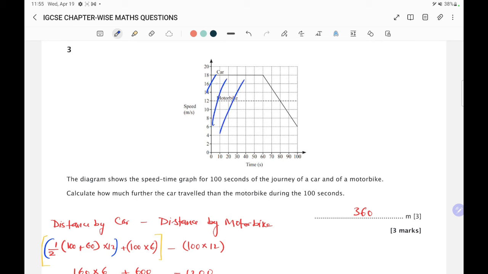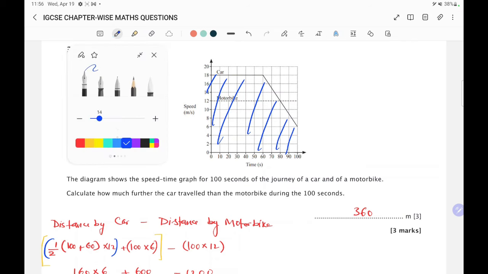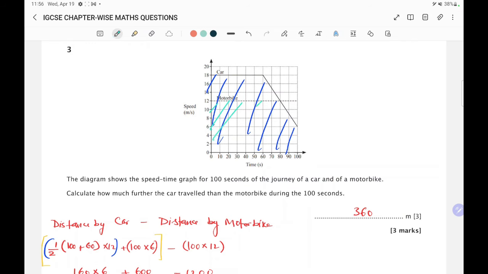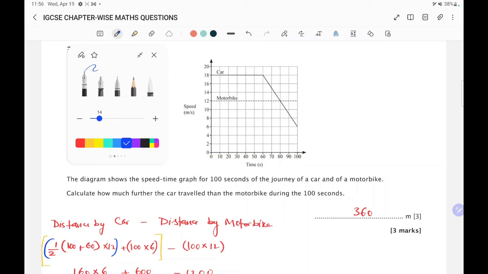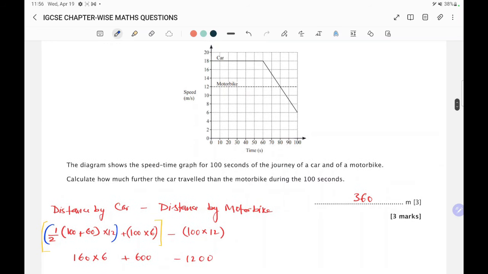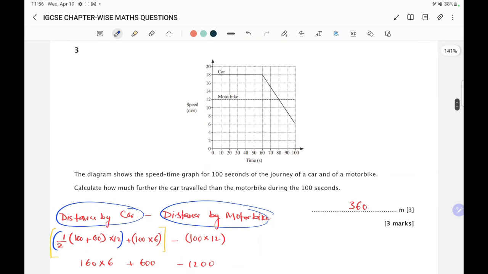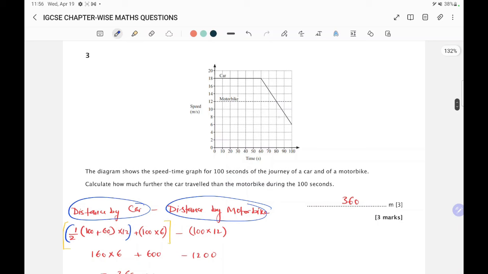So we can find the area under this car curve, and then we can find the area of this, and then we can take subtraction, right? So what I'm going to do is find the total distance traveled by car minus the distance traveled by motorbike. So distance traveled by car, here what is happening, this is trapezium plus rectangle, right?